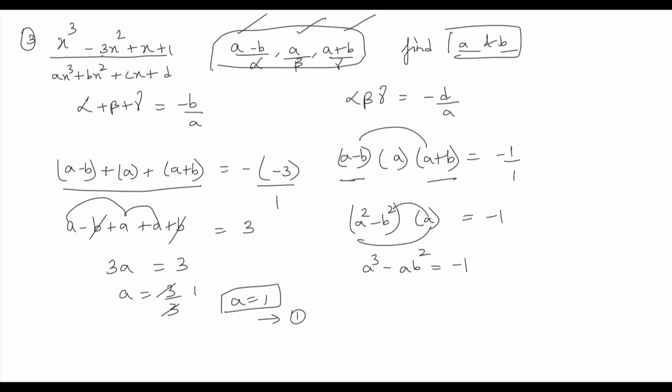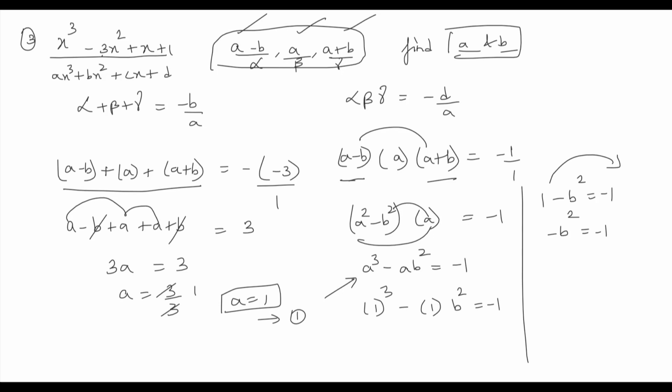Substituting the value of a in this equation, you get 1 cube minus 1 into b square is equal to -1. So 1 cube is 1, 1 minus b square is equal to -1. Minus b square is equal to -2. Minus gets cancelled. b is equal to root 2, that is plus or minus. So the answer is b can be plus or minus root 2.